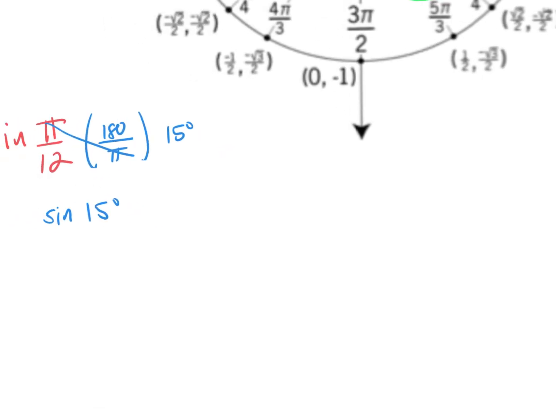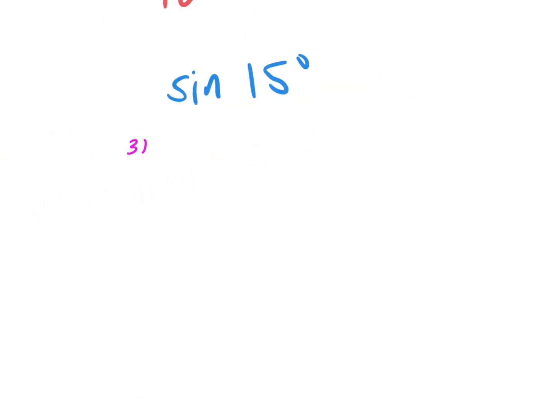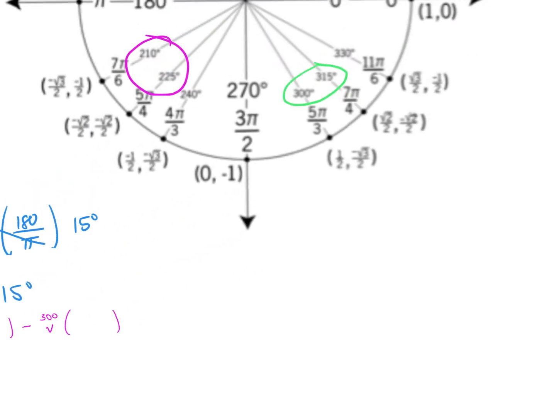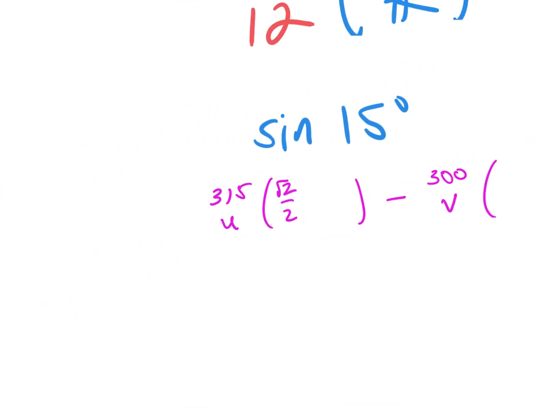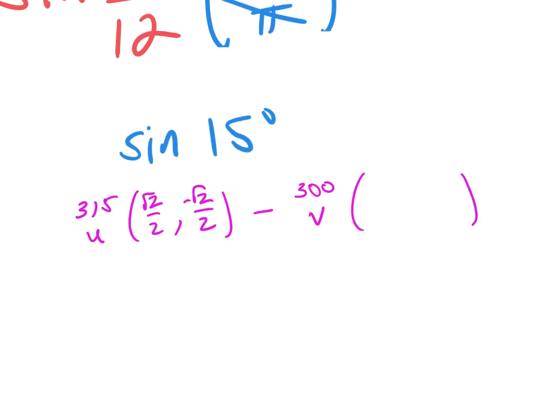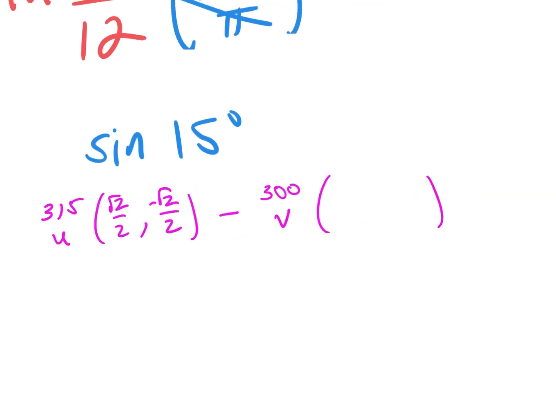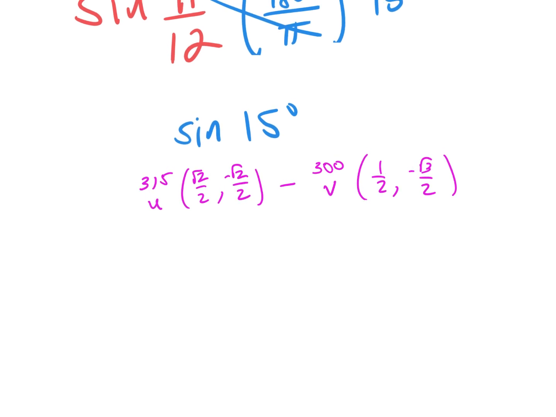Okay, so I'm going to say, all right, we're doing 315, that's going to be my u, minus 300. Why did I put 315 first? Because we're subtracting, right? So the bigger one needs to go first. So what is the ordered pair at 315? Square root 2 over 2 and negative square root 2 over 2. Perfect. And what's 300? 1/2, square root 3 over 2. Perfect. All right, so now we know the two angles we're going to use.